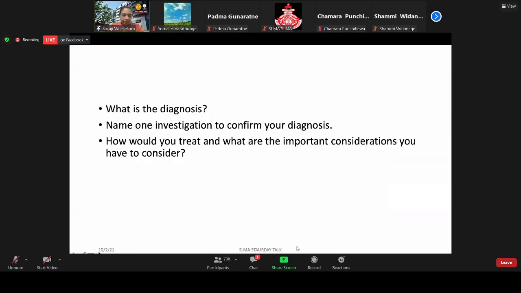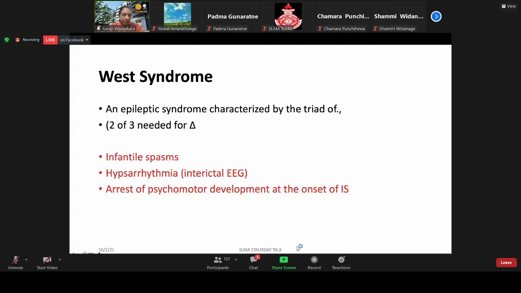So okay, what is the diagnosis? Name one investigation to confirm your diagnosis. How would you treat this? And what are the important considerations that you have to check? If you have heard about West syndrome, it's the epileptic syndrome characterized by the triad of infantile spasms, hypsarrhythmia, that is an EEG pattern, and arrest of psychomotor development at the onset of the infantile spasms. I'm adding one more thing, that the delay of development could be there from the beginning. And 2 of 3 is needed for the diagnosis here, right?